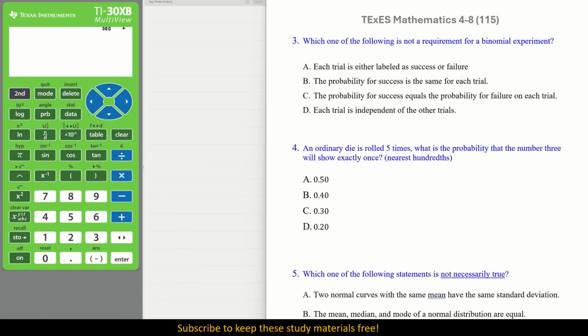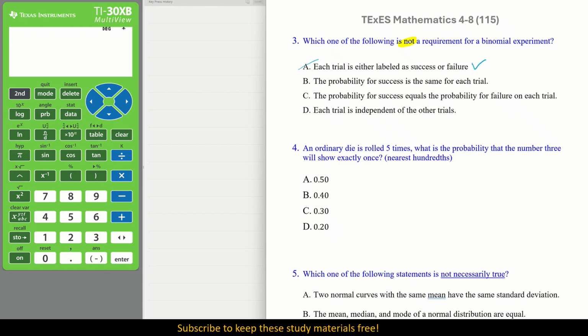Number 3, which one of the following is not a requirement for a binomial experiment? Okay. Now, let's think about this. If you remember, a binomial experiment is about successes and failures, okay? And there were some certain properties of those successes and failures. So let's read through and see what we have. A, each trial is either labeled as success or failure. Yep, that's a check. So we don't want that.